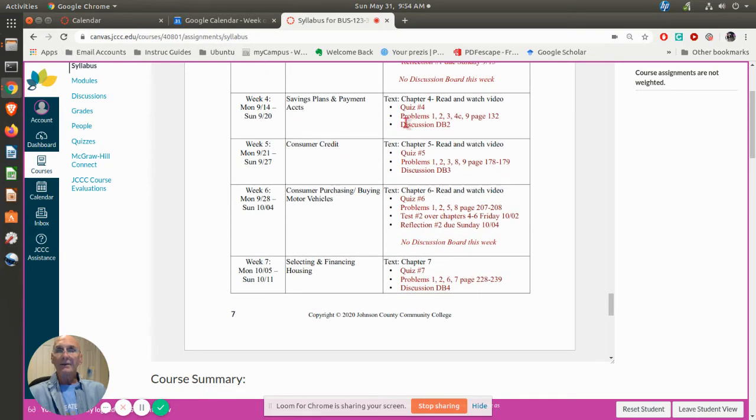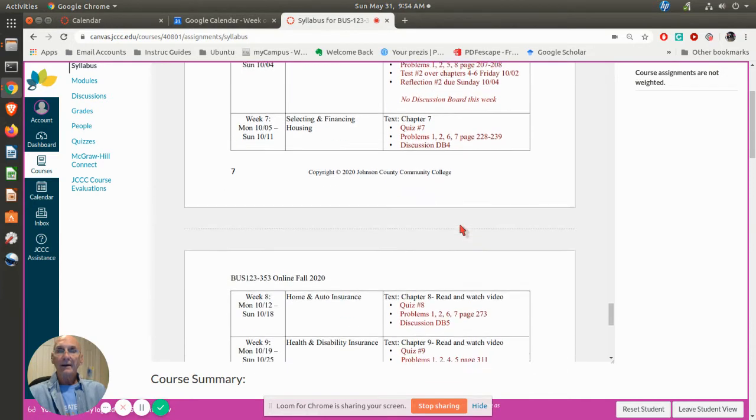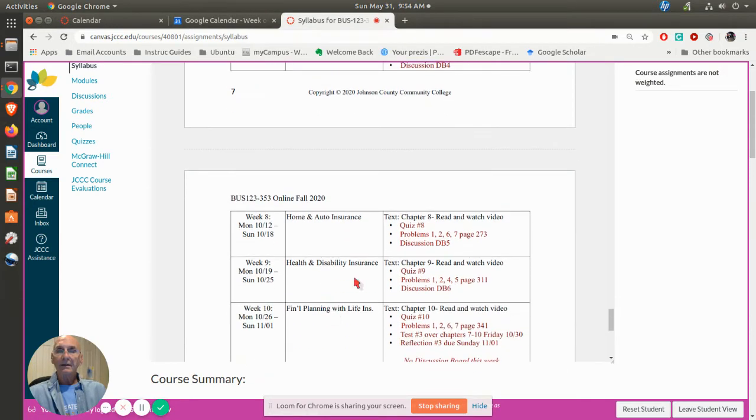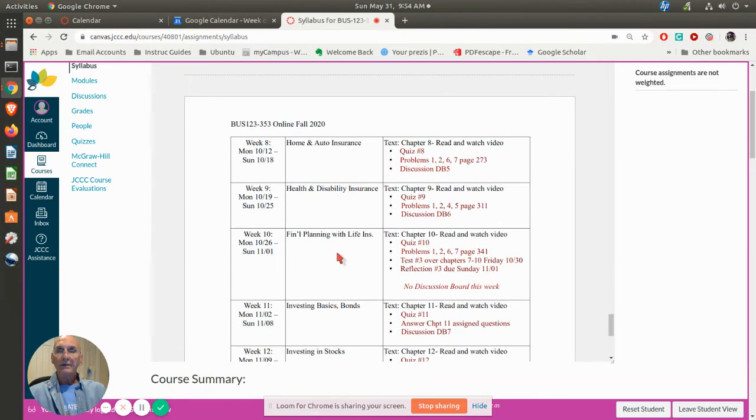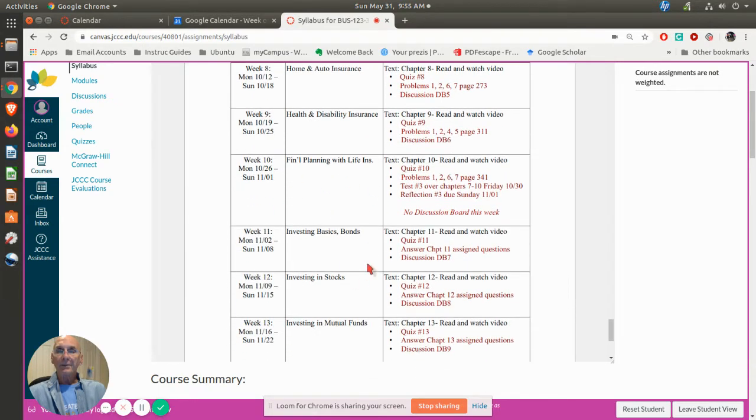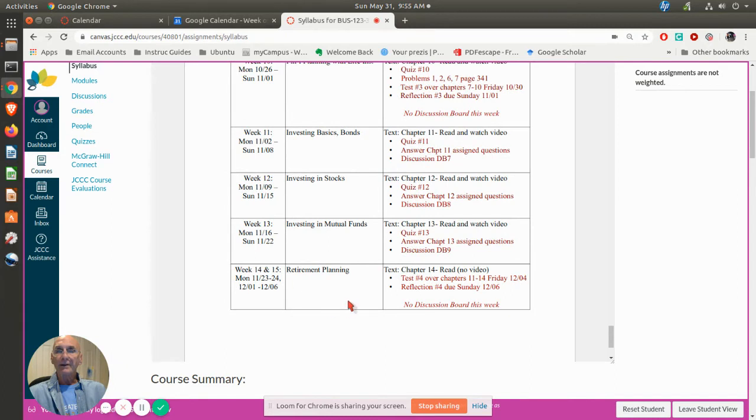Then we get into savings, credit, buying cars and big stuff. Again, there's no discussion board because we have a test on that Friday. We'll look at housing, insurance, financial planning, investments, and then retirement.